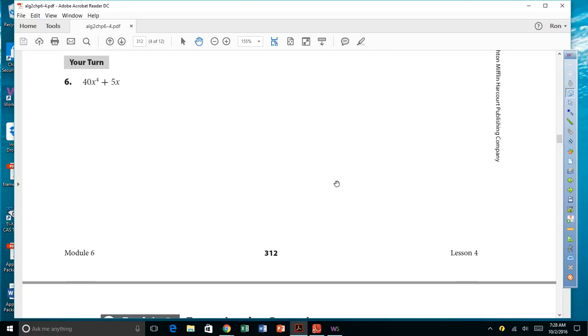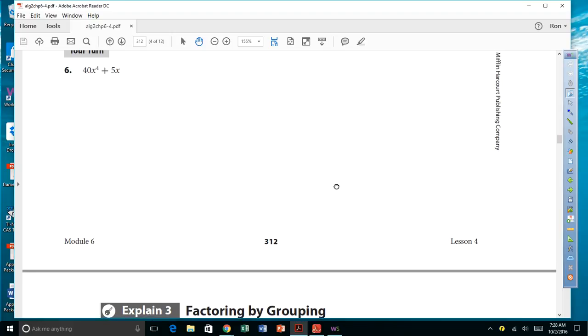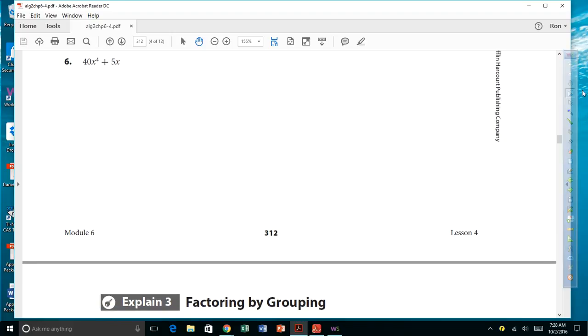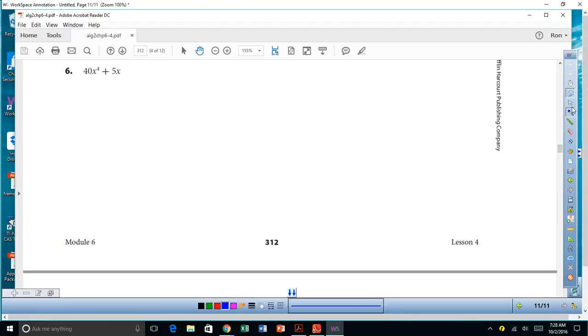Your turn. Number 6. You have 40x to the 4th plus 5x. Well, 5 goes into 40 and x goes in, so we can go ahead and factor out a 5x. And that's going to give us 5 goes into 40 8 times, x goes x cubed plus 1.